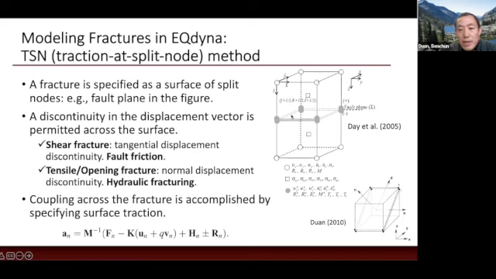After that, for the fault nodes, you have an additional term here, the traction between the split nodes. This traction controls the behavior of the split nodes on the fault. So for the split nodes, you have this additional term in the right-hand force vector. Many of us are familiar with the Day et al. 2005 paper, which gives you a scheme of the traction-at-split-node method. In our finite element code, we deal with really complex geometry. This just shows one example of a strike-slip and thrust fault case.